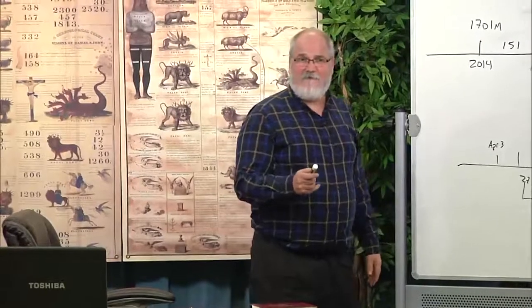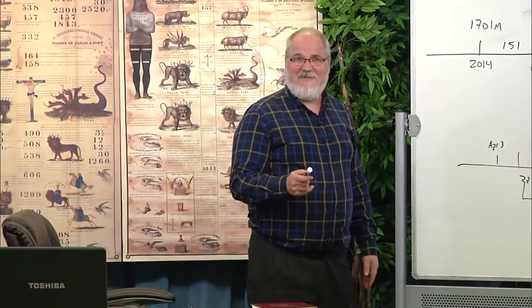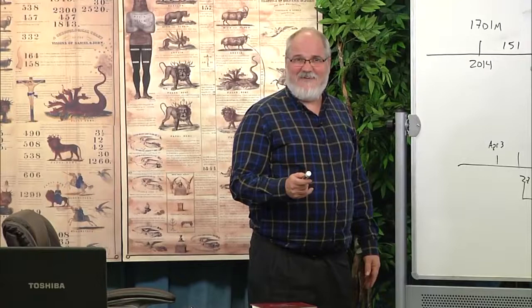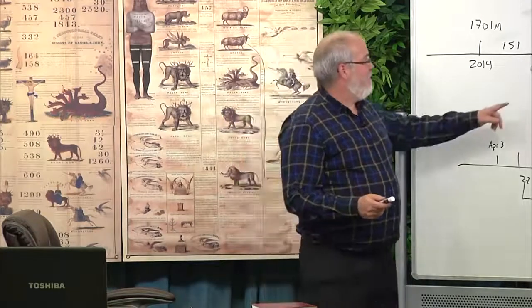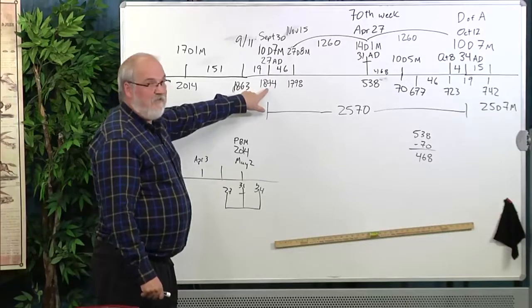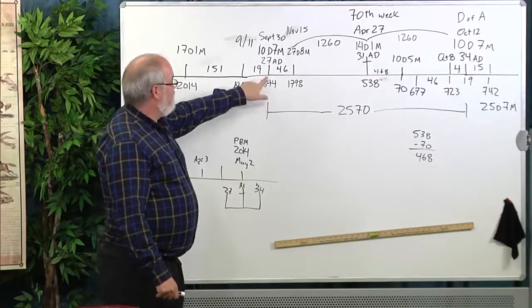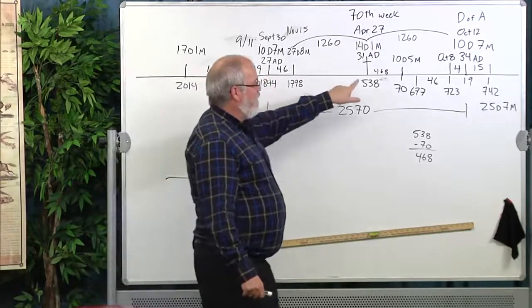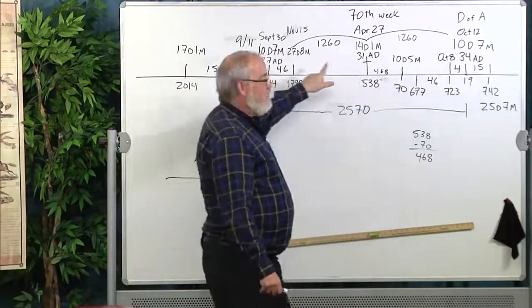But shouldn't it be like, if it begins on the 10th day of the 7th month, it should end on the 10th day of the 7th month. If it begins in the first month, it should end in the first month. Okay, so this begins on the 10th day of the 7th month and ends on the 10th day of the 7th month. These are 7 years.